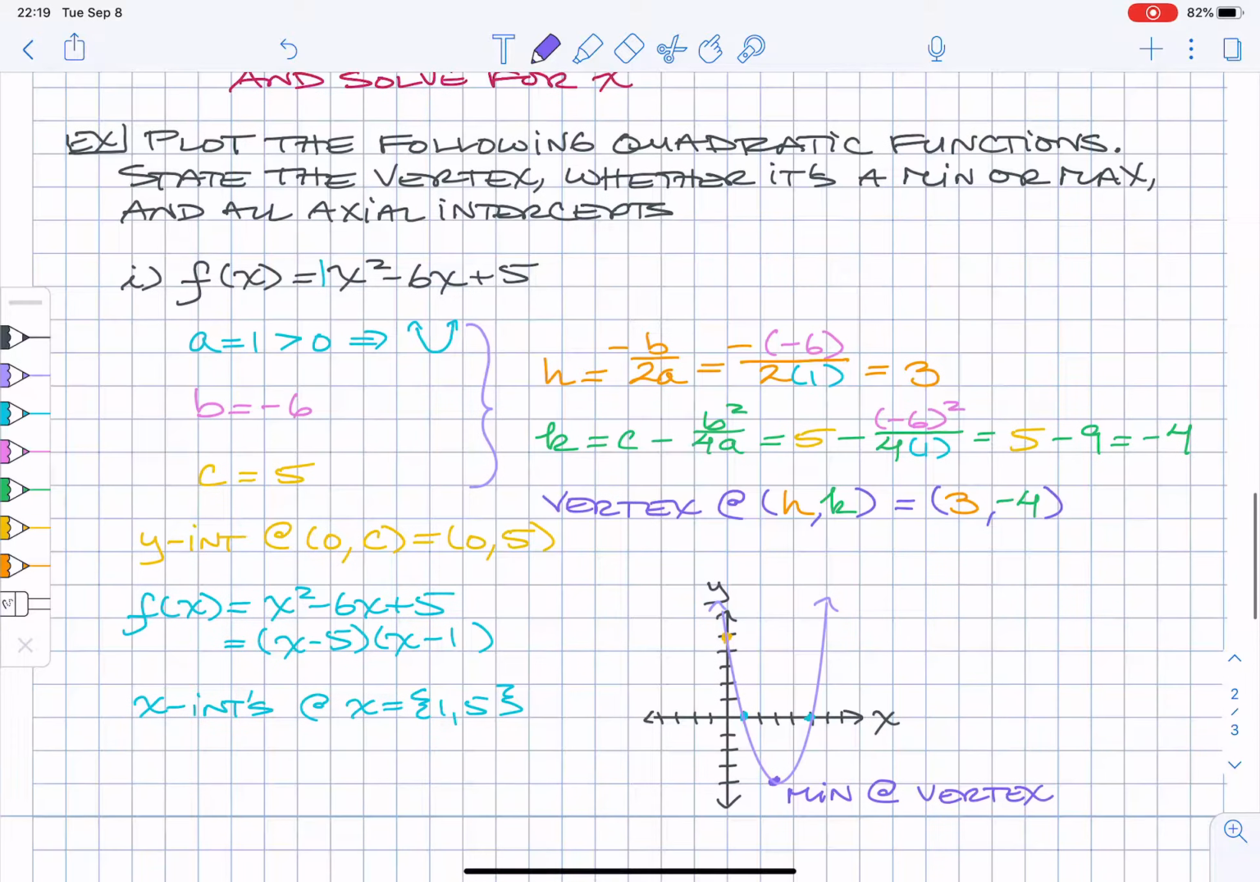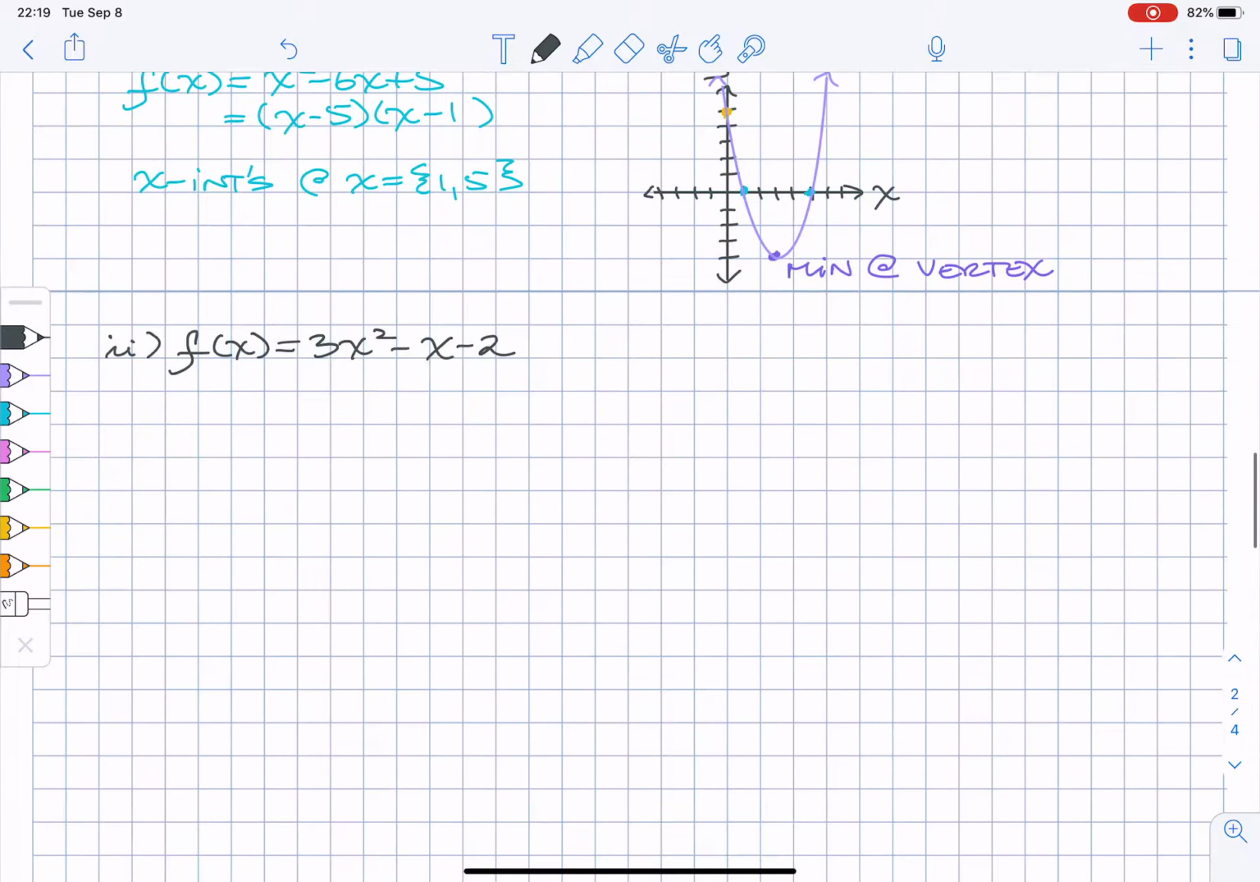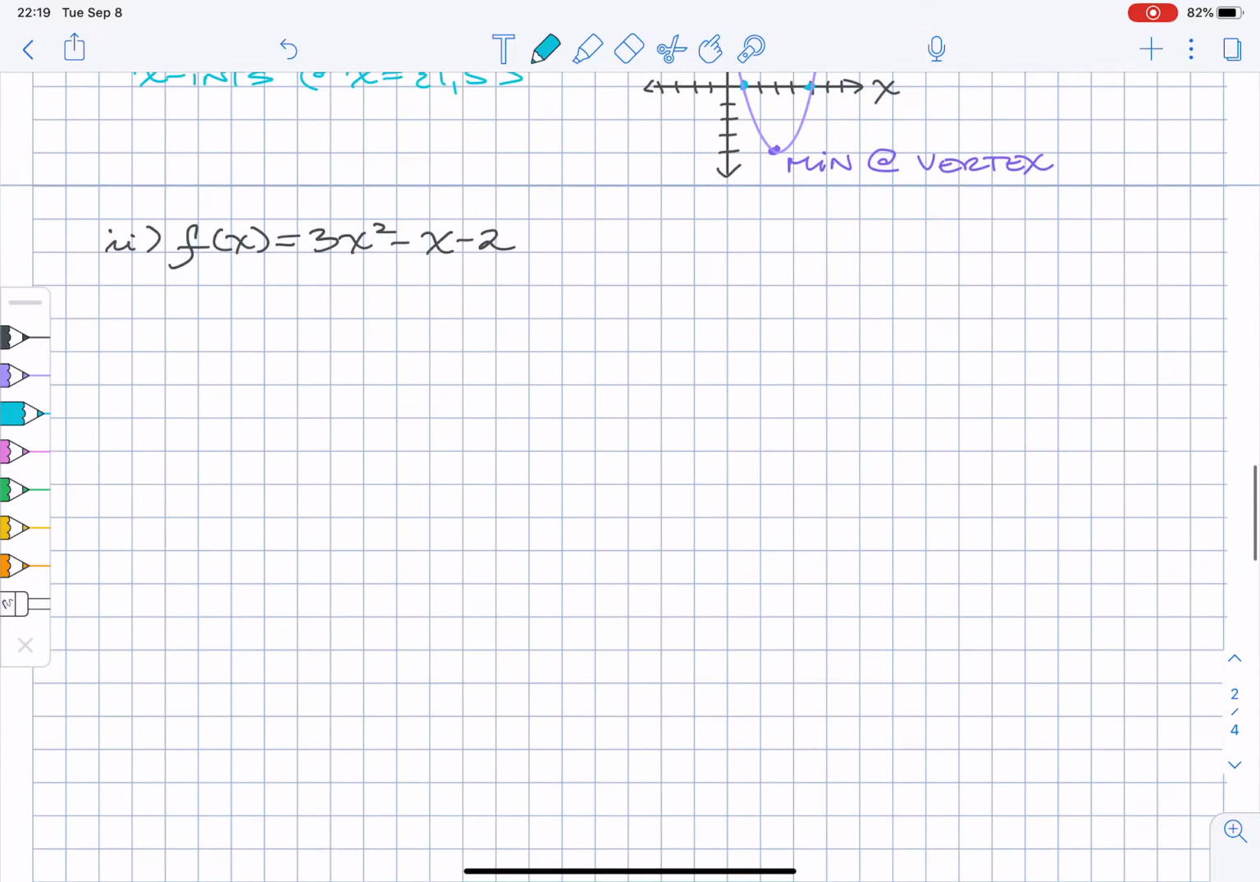Okay, so hopefully this made sense. Let's do another one, example number 2. So let's say we have that f of x is equal to 3x squared minus x minus 2. Okay, so once again, a, in our case, is 3, which is greater than 0. So that implies that this parabola opens upwards.